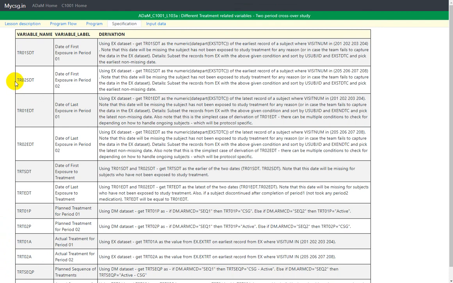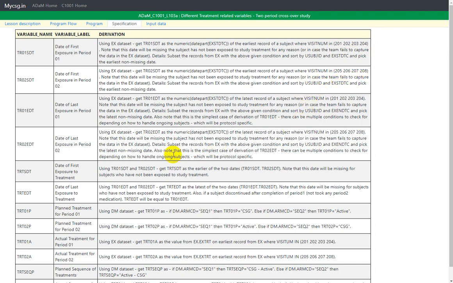So let us take a look at the derivation logic for TR02SDT and TR02EDT first. The derivation for TR02SDT says: using the exposure dataset, get TR02SDT as the numeric of the date part of EXSTDTC of the earliest record of a subject where visit num is in 205, 206, 207 and 208. Earlier, for TR01SDT, we considered visits from 201 to 204, but for TR02SDT, we are checking the visits corresponding to 205 to 208.